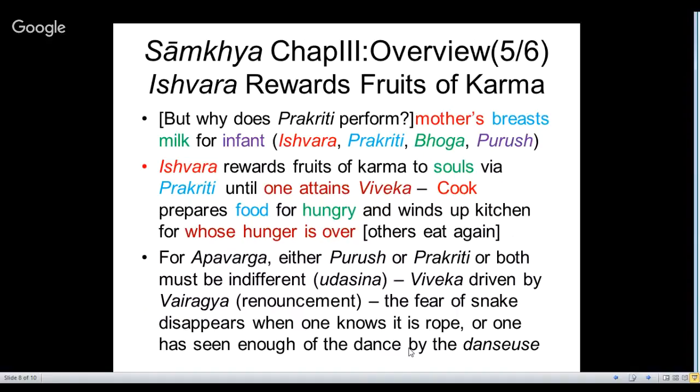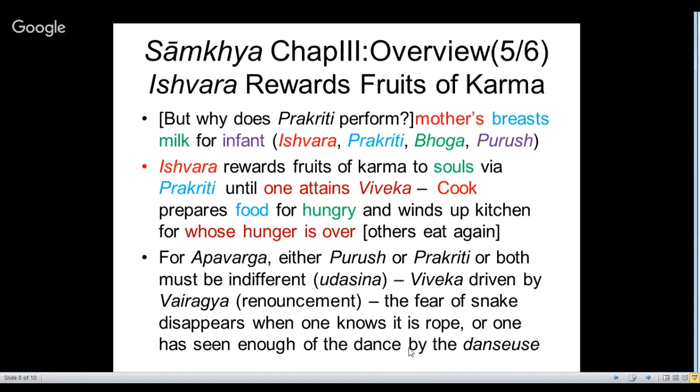Vivek, we have discussed with that rope and snake example. Now you are an observer, you are watching her dance. There comes a condition. Now you have seen it enough, is it not? You feel I have no more attraction. This is a wonderful dance, but I have no inclination to watch it anymore. It's not that you are hating it, you have become indifferent to it. This is your vairagya. And you rise from your seat and get out of the hall. You have seen the dance enough.